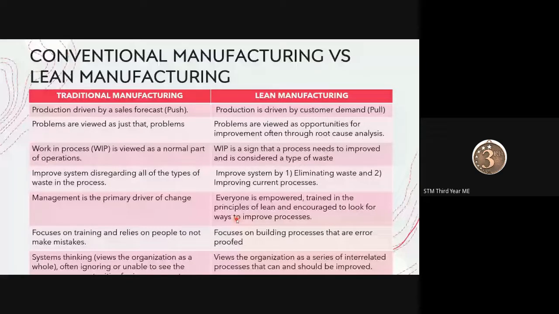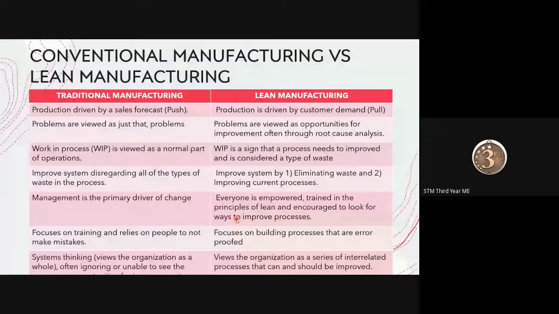Next, under a traditional manufacturing system, work in process is viewed as a normal part of operation. Work in process is nothing but unfinished product: a product that has been started, with some operations done, but has to be stopped for some reason and then stored in inventory. In traditional manufacturing, it is always viewed as a normal process, so there will be many unfinished products. But in lean manufacturing, it is looked upon as a waste, so we have to somehow eliminate that waste.